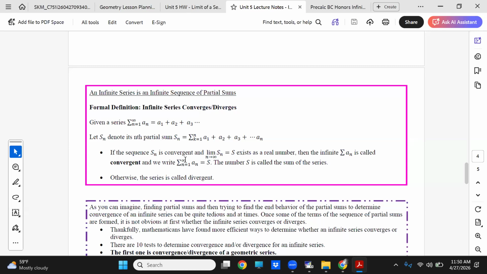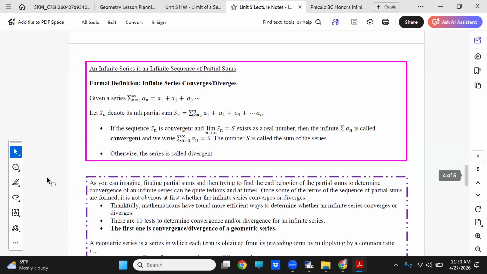If the sequence S sub n is convergent, and the limit as n approaches infinity of S sub n equals S, some real number, then the infinite series sigma a sub n is called convergent, and we write it as the following, and it's a sum. Otherwise, it diverges. So that's how we have to think of it.